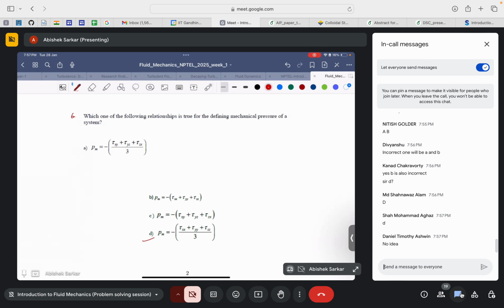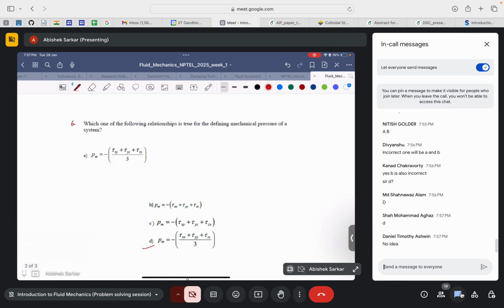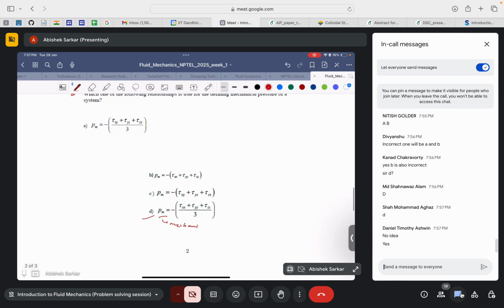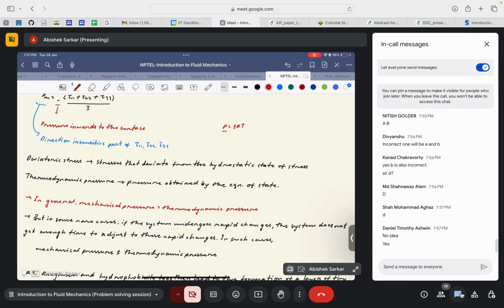Daniel, is it question number 6? Yes. So this is what it is, a mechanical pressure. We just discussed it in the last part of the discussion. The expression for it. It's quite understandable if you just missed out. No issues.